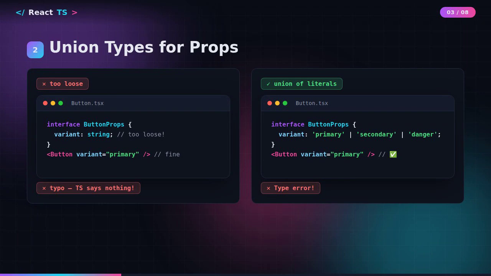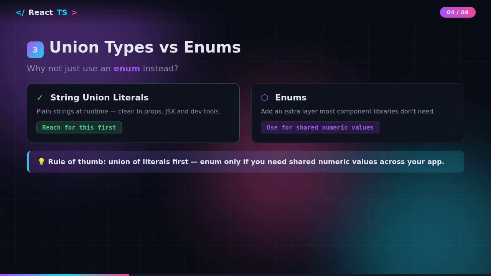Union types versus enums. Quick question I get a lot: why not just use an enum here instead of a union of strings? You can, but in React, string union literals are usually the better choice. They're just plain strings at runtime, so they show up cleanly in props, in your JSX, and in DevTools. Enums add an extra layer most component libraries don't need. Rule of thumb: reach for a union of literals first, and only use an enum if you need shared numeric values across your app.